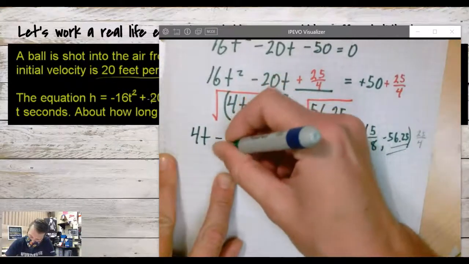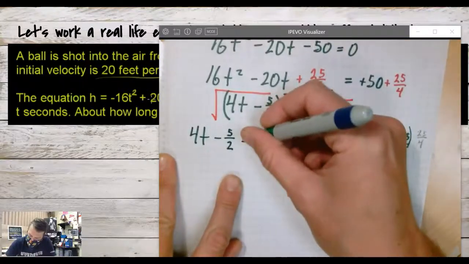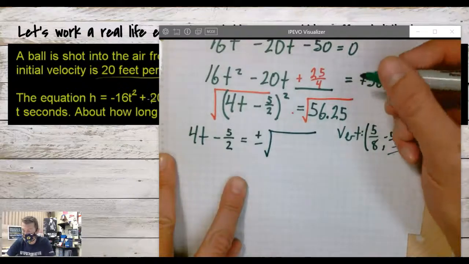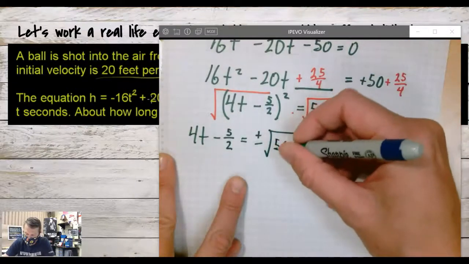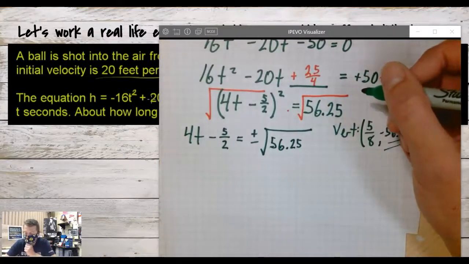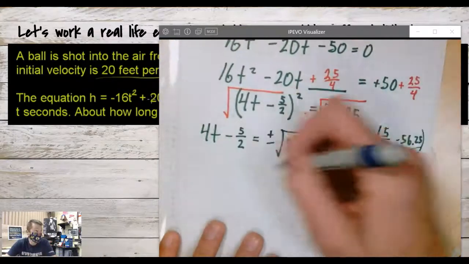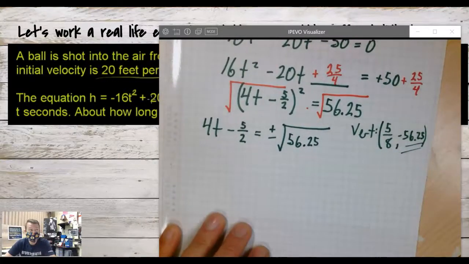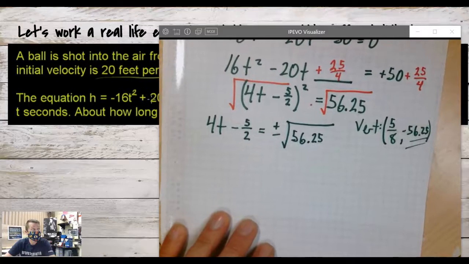4t minus 5 halves equals positive or negative. Now, in this situation, we're only going to care about one of these, but we don't know which one yet. 56.25. What would we do next algebraically here? What would we do next working towards isolating the t?